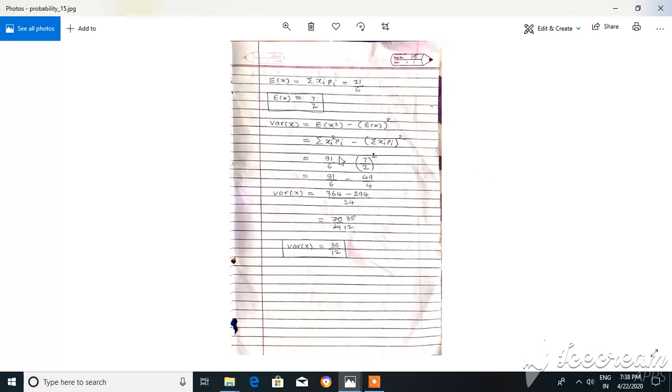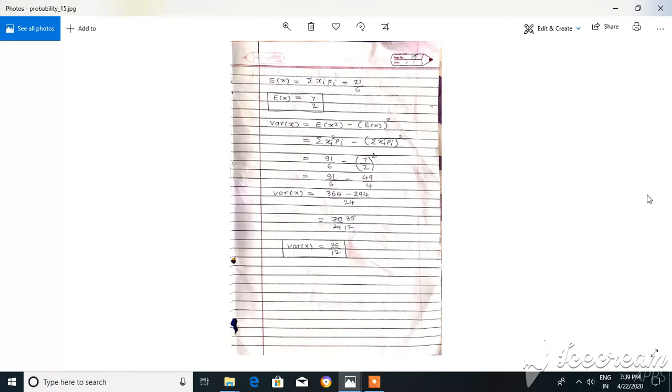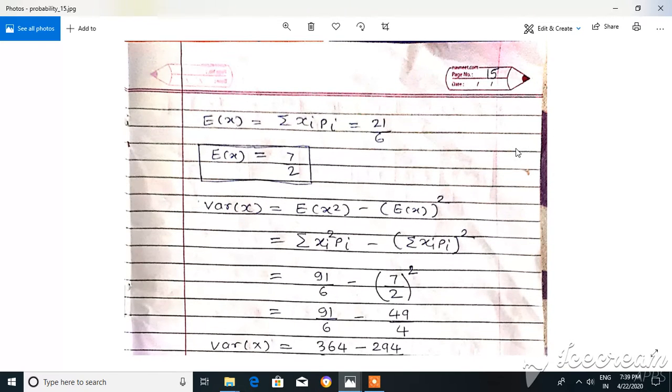Now I have here the value of summation xi pi as 21 by 6 and the value of summation xi square pi as 91 by 6. So the expected value is given by E of X equals summation xi pi, and summation xi pi is 21 by 6. If we divide numerator and denominator by 3, 3 7s are 21, 3 2s are 6. So the expected value is 7 by 2, or we can write 3.5.